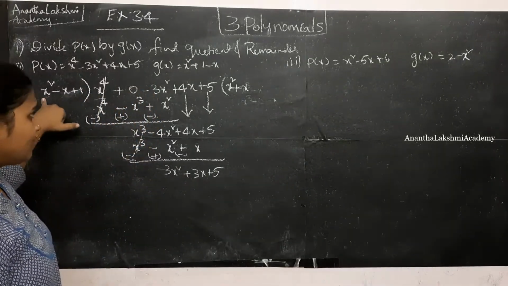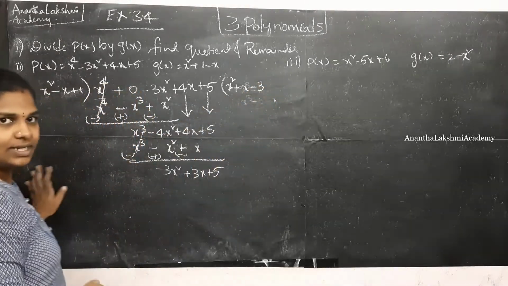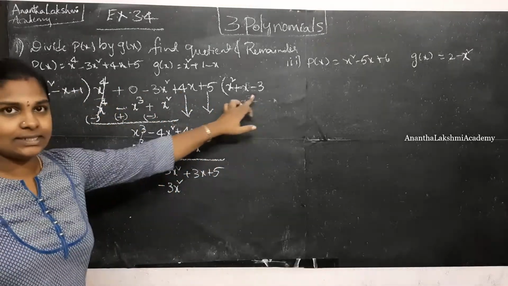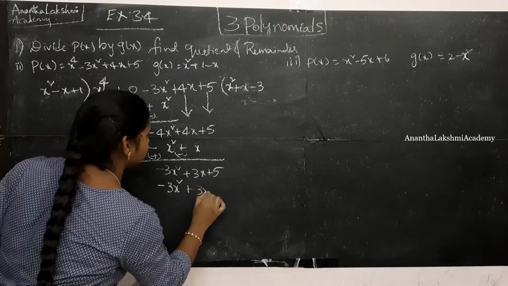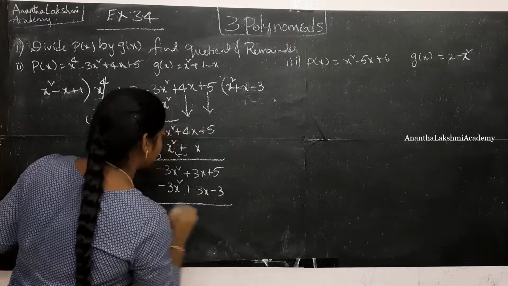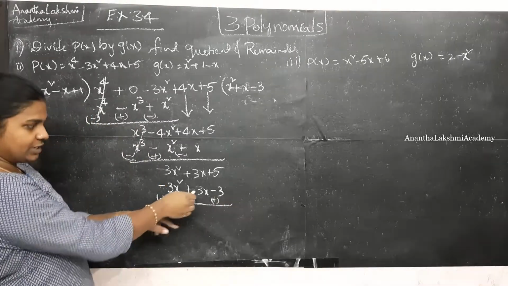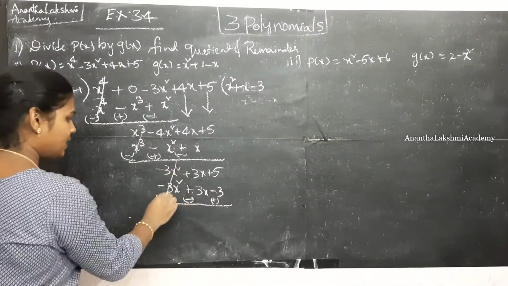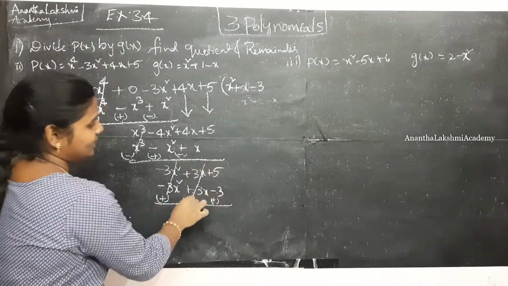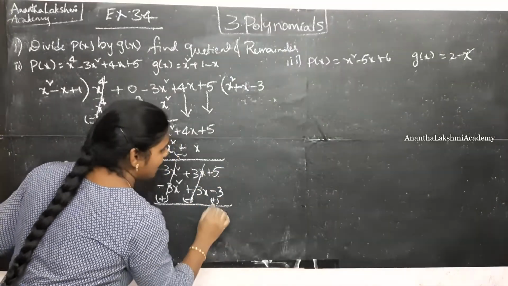Alright. Now we have x square here, but we want minus 3x square. So we multiply it with minus 3. Minus 3x square, minus x into minus 3 is plus 3x. Now plus 1 into minus 3 is minus 3. Again for the subtraction, what happens? The signs change. Here there is a minus, so I put plus. Here plus, there is minus. Minus 3x square and plus 3x square get cancelled. 3x minus 3x gets cancelled. 5 plus 3 is going to be 8.